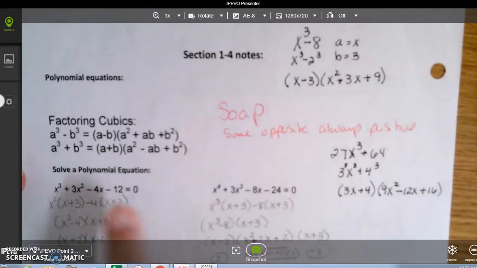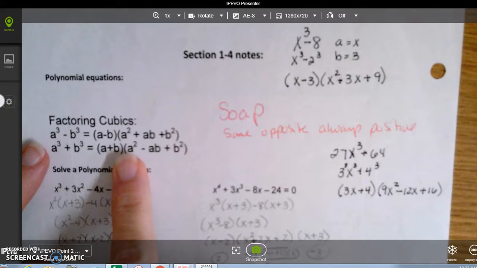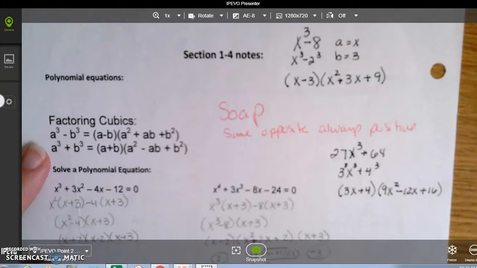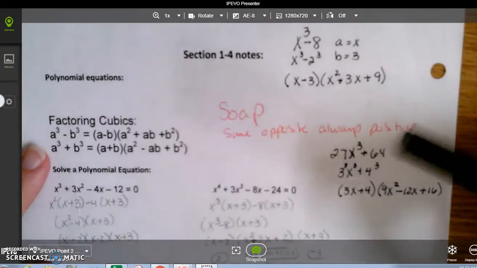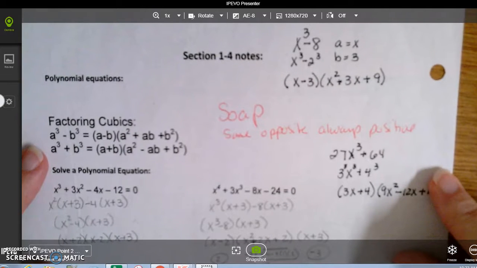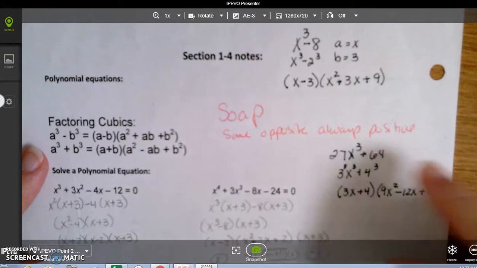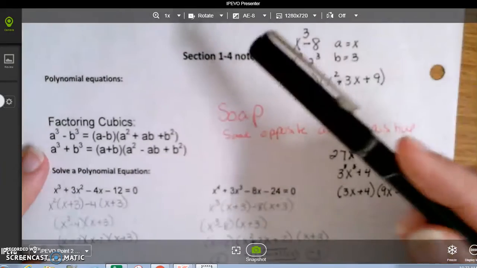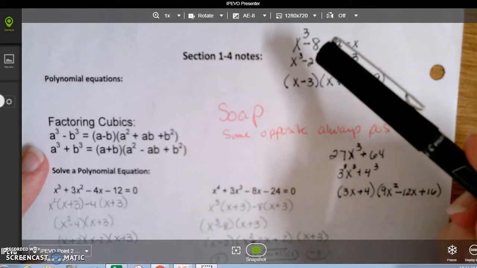So the first thing we talk about is factoring cubics. So this is something that you should have seen before. Some of you may have also seen the term SOAP, same, opposite, always positive, which is a way of remembering the signs for your cubic problems. So I have a cubic problem up here, x cubed minus 8.